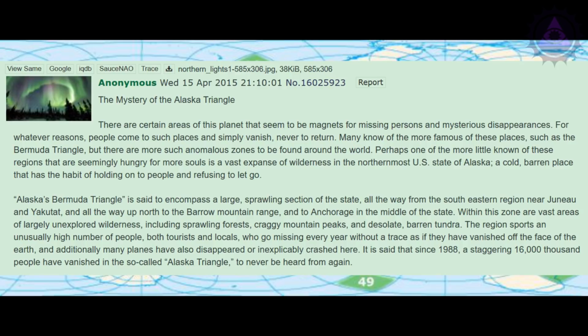Within this zone are vast areas of largely unexplored wilderness, including sprawling forests, craggy mountain peaks, and desolate, barren tundra. The region sports an unusually high number of people, both tourists and locals, who go missing every year without a trace, as if they have vanished off the face of the earth, and additionally many planes have also disappeared or inexplicably crashed here. It is said that since 1988, a staggering 16,000 people have vanished in the so-called Alaska Triangle, to never be heard from again.